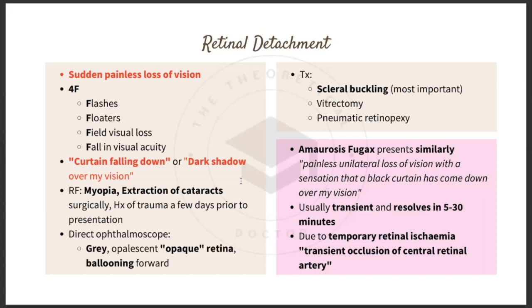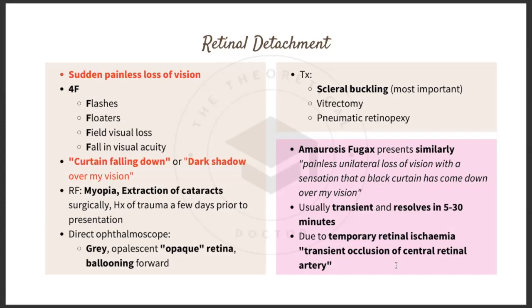or Amaurosis fugax. But what differentiates retinal detachment and Amaurosis fugax is that in Amaurosis fugax, the vision loss is usually temporary and it will resolve in maybe 5 to 30 minutes. So as you can see here, it's due to temporary retinal ischemia. There is transient occlusion of the central retinal artery.